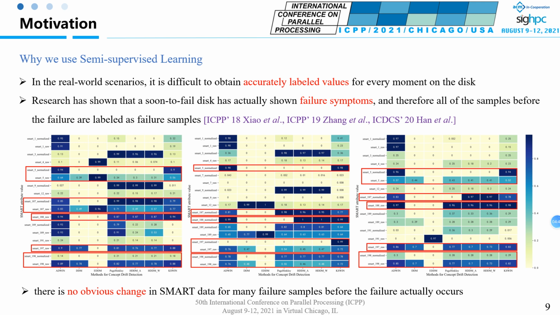Most of the current research on disk failure prediction using supervised learning requires all the samples to have clear labeled values. However, in the real-world scenario, it's difficult to obtain actual labeled values for every moment on the disk, which limits the use of supervised learning.